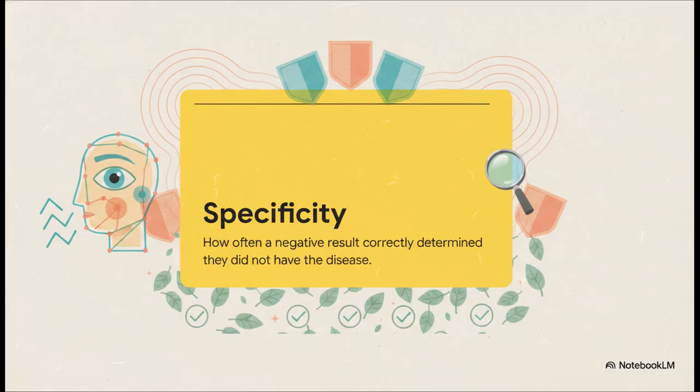But here's the thing, catching the disease is really only half the battle. We have to immediately contrast this with our second hero metric, which is specificity. Specificity represents how often a negative result from a test correctly determines that a person does not have the disease. So if we only used eye pressure, how many completely healthy people would be correctly told, hey, you're fine, you don't have glaucoma? Specificity is the metric that gives healthy patients peace of mind. And it's absolutely crucial because it keeps us from over-treating people who just don't need it.